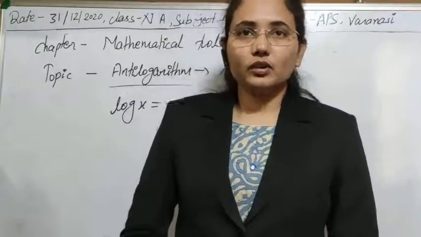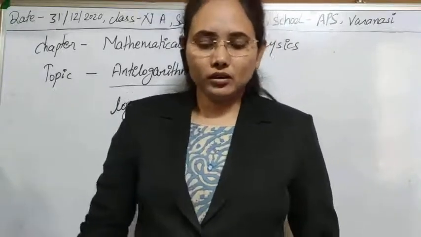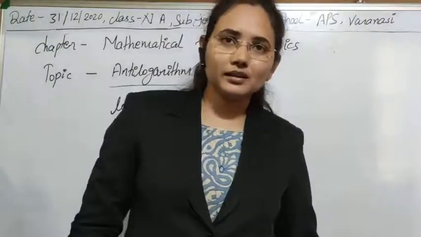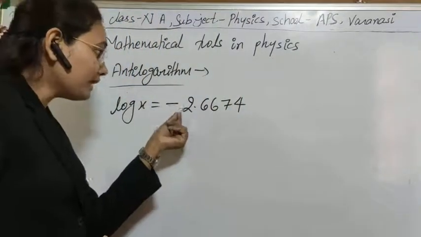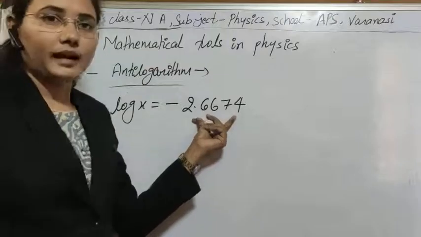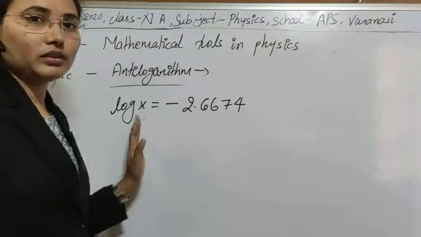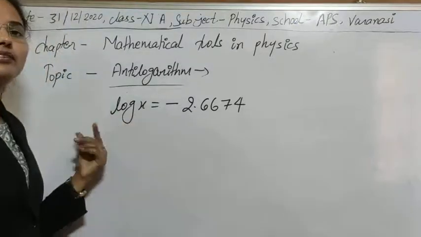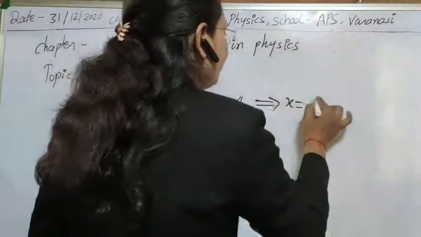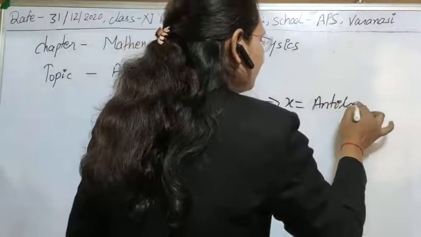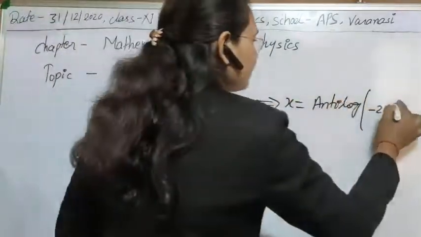So let's see one question on this, students, of a somewhat different type for the calculation of anti-log. Let me take some questions here so that you can understand it more clearly. Suppose it is given that log x is equal to minus 2.6674, and we have to find the value of x. Since log is given, if you take the anti-log of it, you can find it. So for the value of x, you have to take the anti-log of this whole quantity, minus 2.6674.